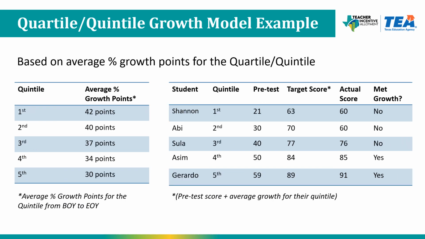In addition to using average pretest and post-test scores, districts could also utilize this model as an average percentage growth point for each quartile or quintile. For instance, students in quintile 5 on average showed 30 points of growth between assessments. For students to hit their growth target, they would need to exceed the 30 points in this variation of the quartile-quintile growth model. Looking at Asim, he started the year in the 4th quintile. The average growth for the quintile was 34 points. He made an 85 on his test and exceeded his growth target by 1 point.